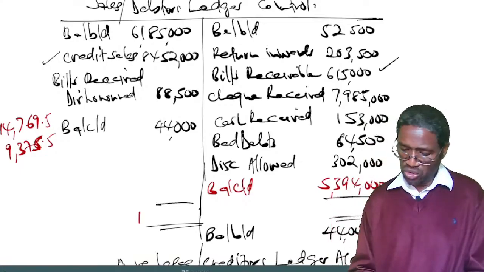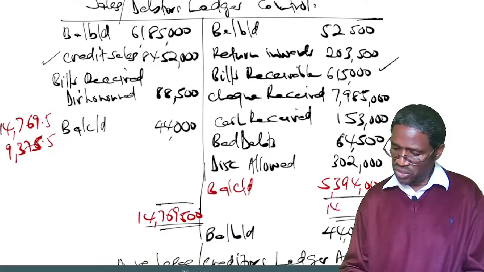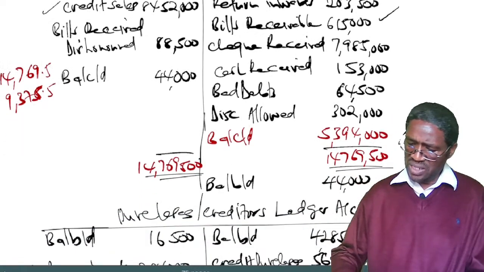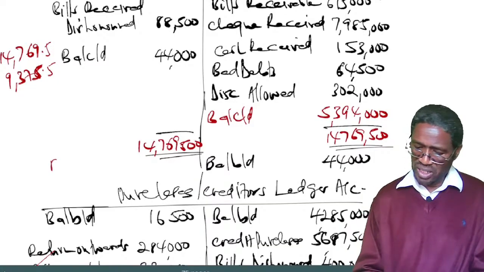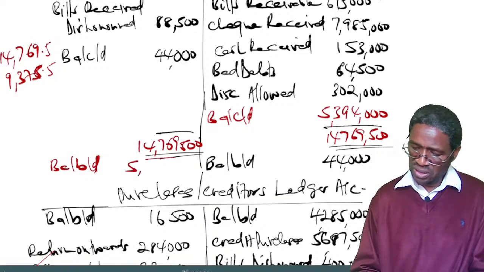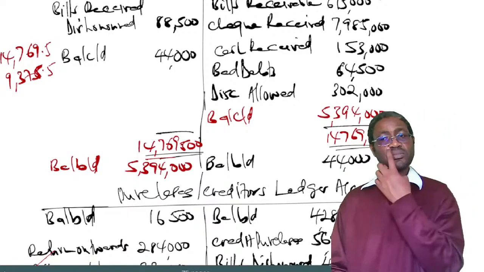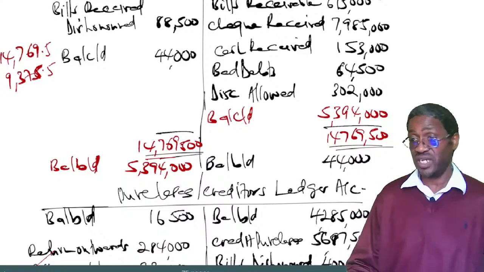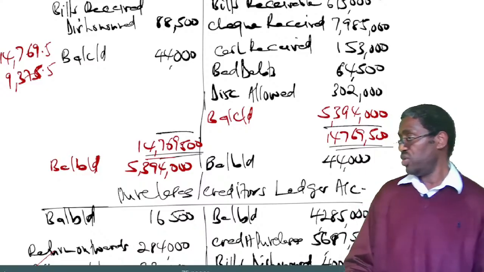To get that total of 14,769,500. Then you bring down the balance now. So come and see your balance brought down. We have carried it down. Now we bring it down. Looks like 5,394,000. Good. So we are through with the debtors ledger.